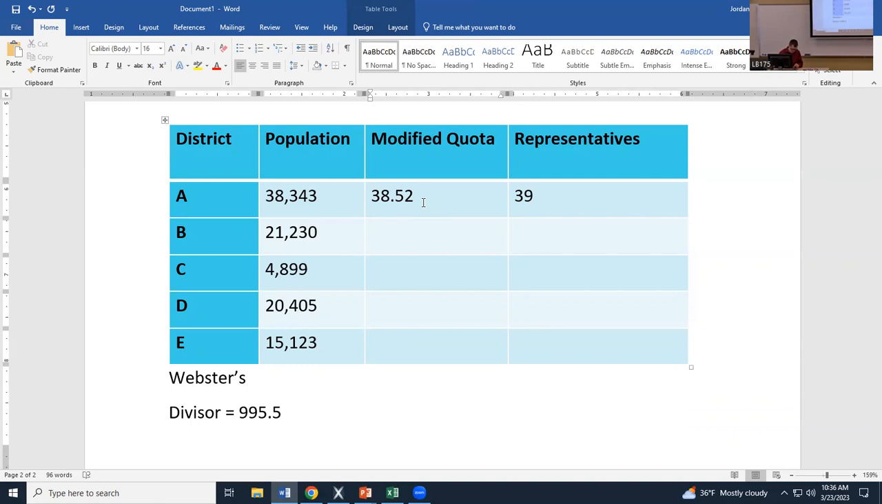21,230 divided by 995.5 is 21.33. That decimal is below 0.5, so we keep it at 21. 4899 divided by 995.5 gives me 4.92. That obviously has a decimal above 0.5, so it's going to round up to 5.